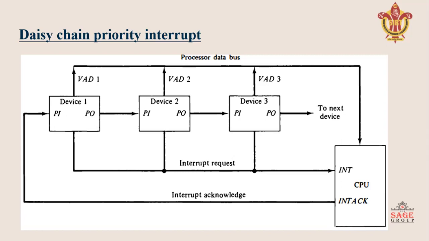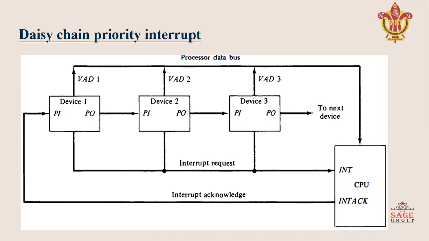Here again the PO value is the output of device 1 and input to device 2. Hence the PI value will become 1. Again device 2 doesn't want to communicate with the CPU, then the value of PO will again be 1. This PO value 1 will be sent to the next connected device, which is connected serially, device number 3. But here in this example, device 3 wants to communicate with the CPU, so the value of PI will be 1 and the value of PO will be 0.